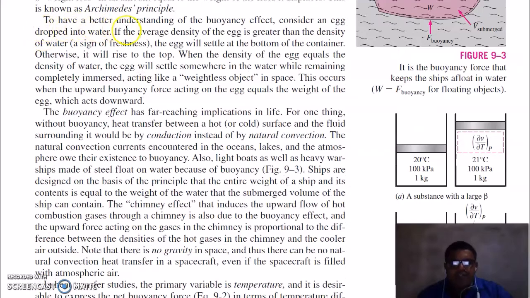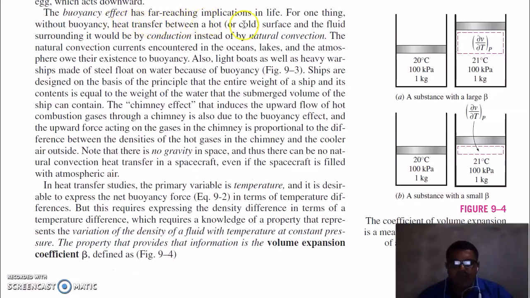To have a better understanding of the buoyancy effect, consider an egg dropped into water. If the average density of the egg is greater than the density of water, the egg will settle at the bottom of the container. Otherwise, it will rise to the top. When the density of the egg equals the density of water, the egg will settle somewhere in the water while remaining completely immersed, acting like a weightless object in space or like a submarine. The buoyancy effect has far-reaching applications in life.